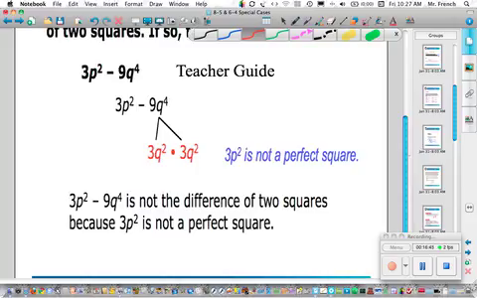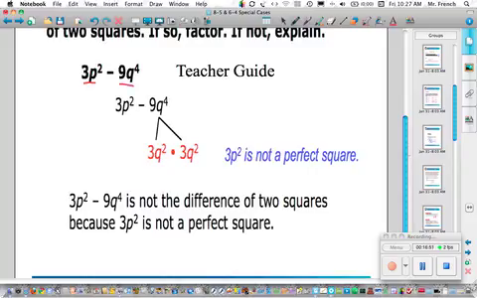If you look at these two terms, do you see something common to those two terms? A 3, yes. Later on, you'll factor out a 3, and you'll be left with p squared minus 3q to the fourth. So later on, when we combine all the different ways together, this will be your answer. But for tonight, just put prime.